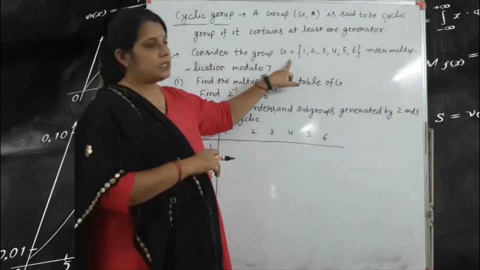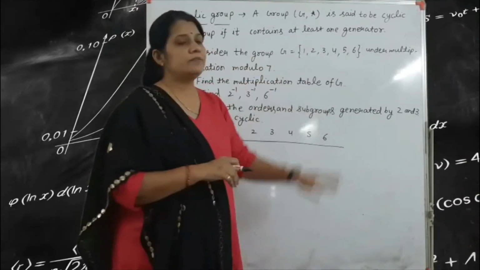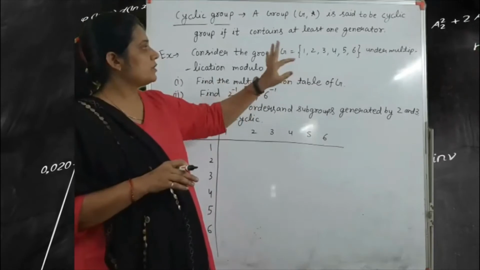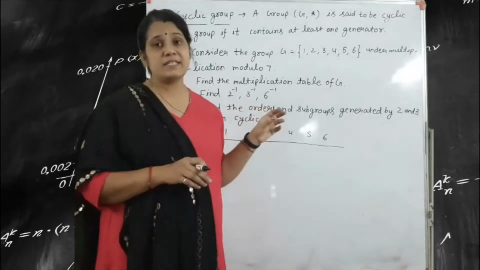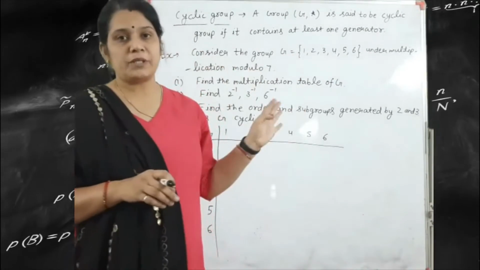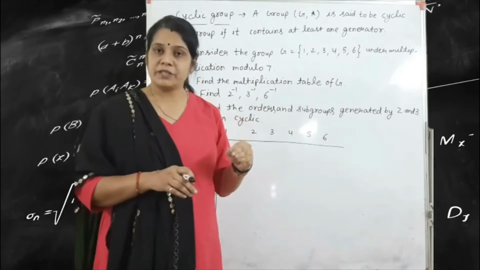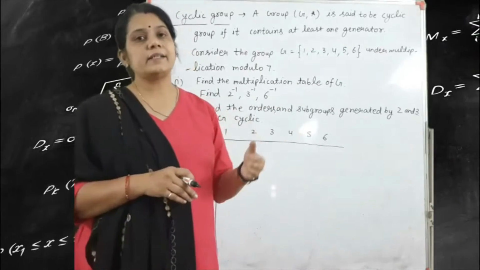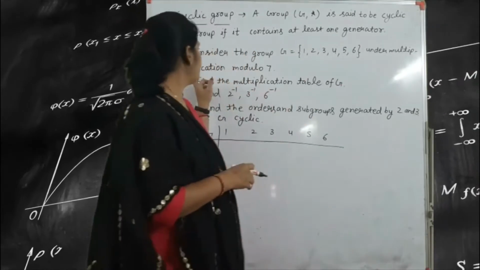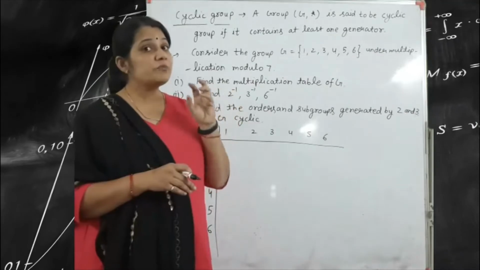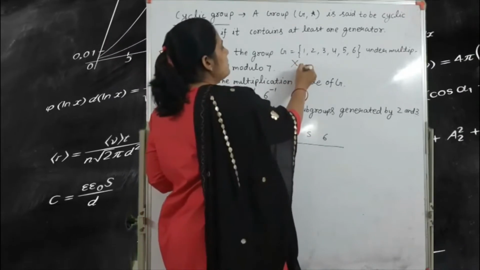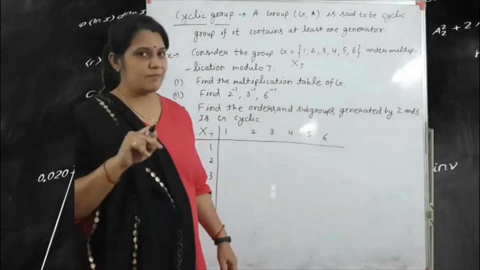Consider the group G is equal to {1, 2, 3, 4, 5, 6}. Group G means that G satisfies all four properties: closure property, associative property, identity property and inverse property. Here it is under multiplication modulo 7. What do we mean by multiplication modulo 7? This is the multiplication, and here we write the suffix 7.